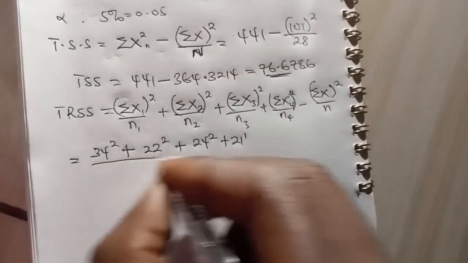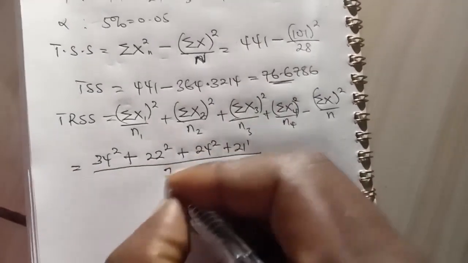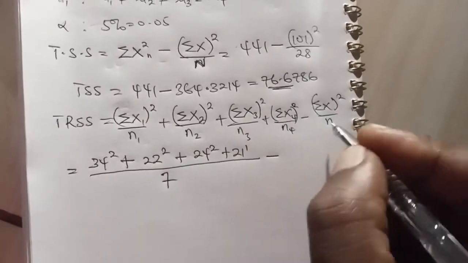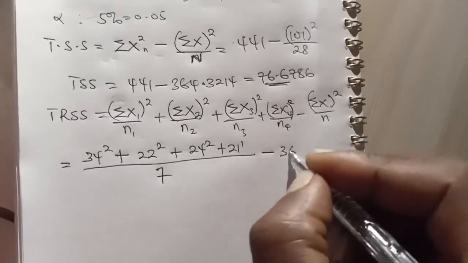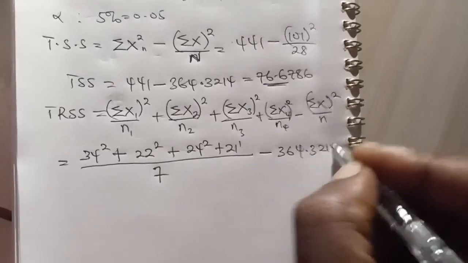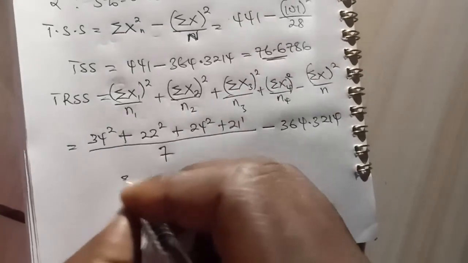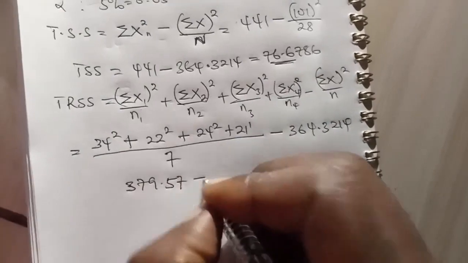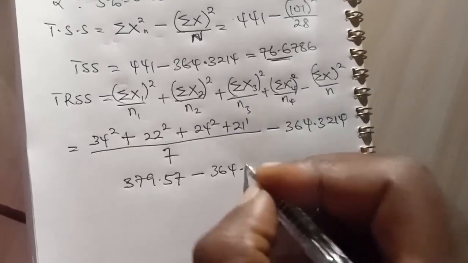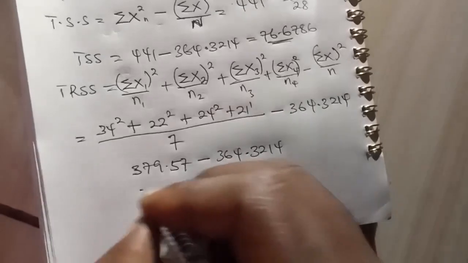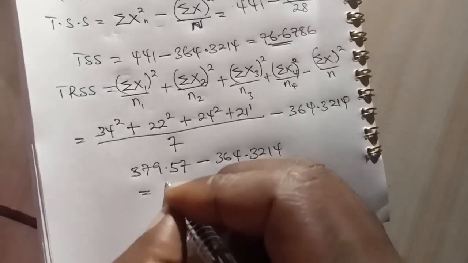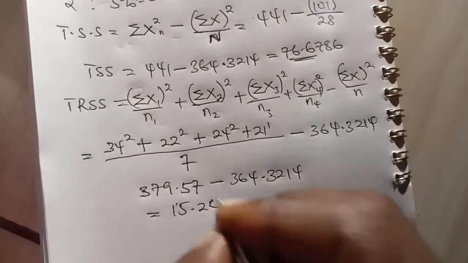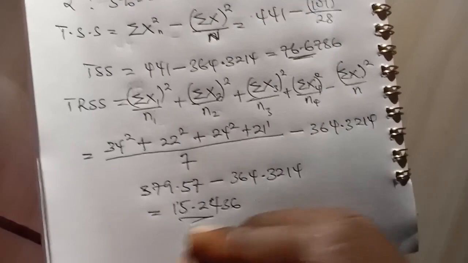Since all of them have equal number 7, so all of them is 7, 7, 7. So divide by 7 minus the value we got here, which is 364.3214. So if we resolve this area, we'll get 379.57 minus 364.3214. So the value we'll get will be 15.2436.